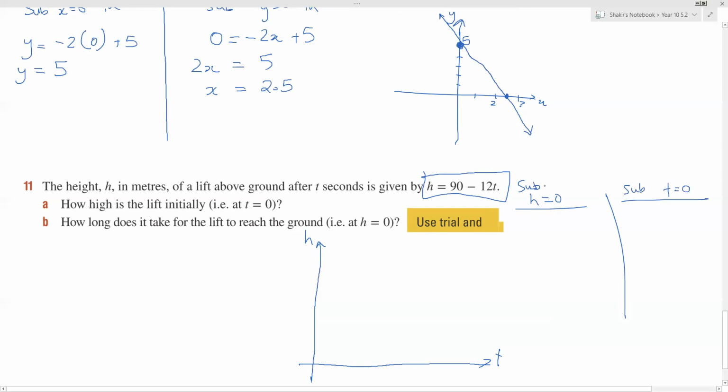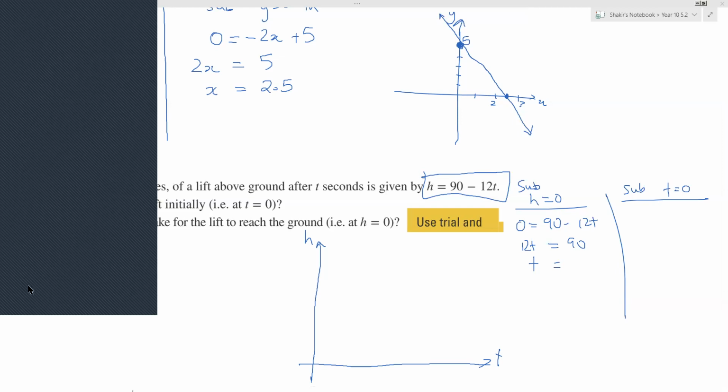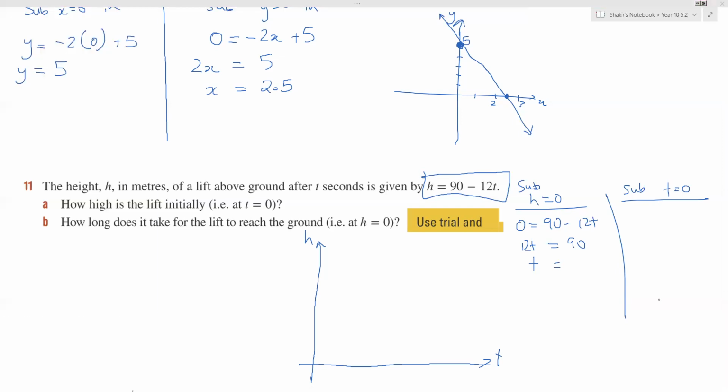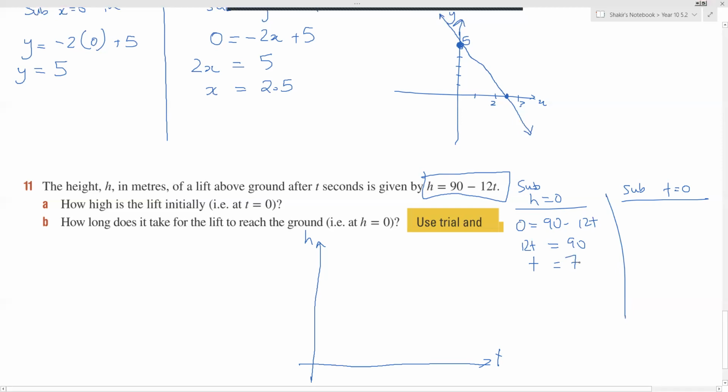Okay, let's say we sub h equals 0 in. So you have 0 is equal to 90 minus 12t. So we take 12t to the other side to make it positive. 12t is equal to 90. T is equal to 90 divided by 12. Let's pull out my calculator. 90 divided by 12 is 7.5. So time 7.5. When time is 7.5, height is 0.